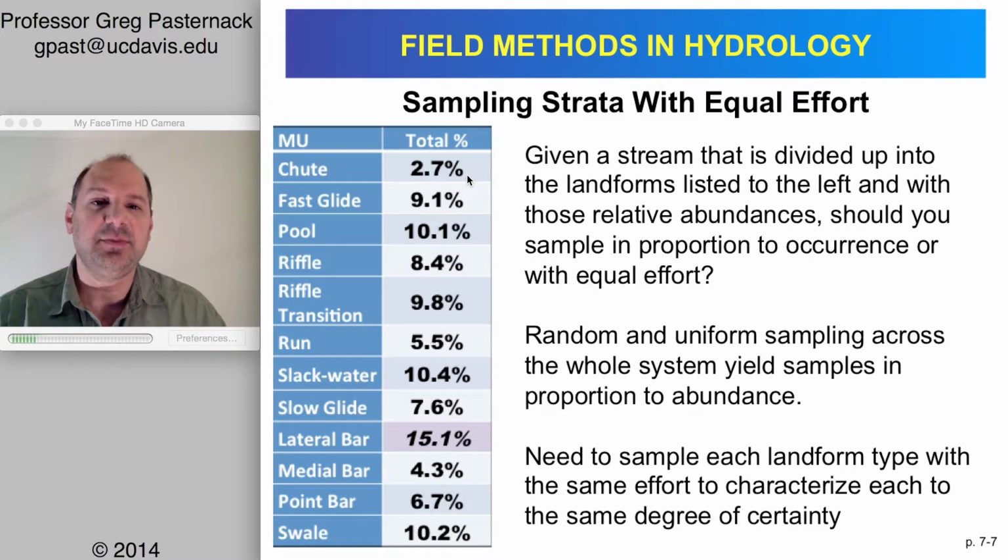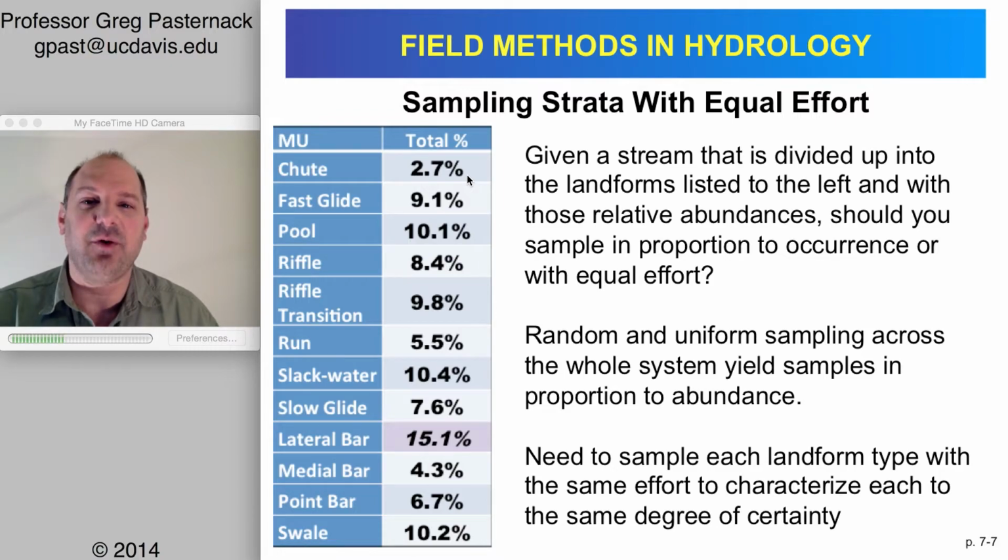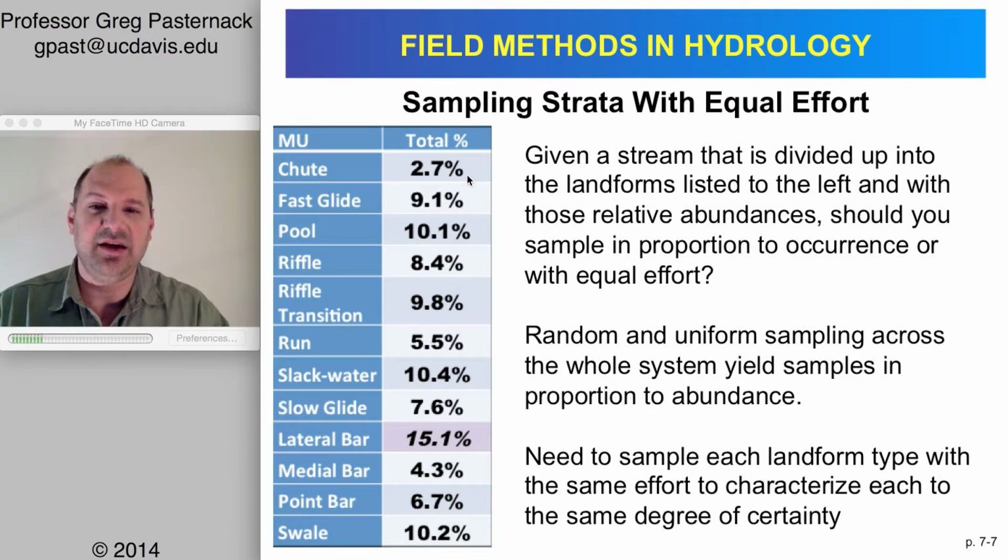The solution to this problem is to replace proportional sampling that's mindless of the land with stratified sampling with equal effort. Equal effort means that we collect the same number of samples using the same method and the same field effort between each site. So if we decide that we need 10 samples to ascertain what we want to know about a landform, then we should get 10 samples from each of these.